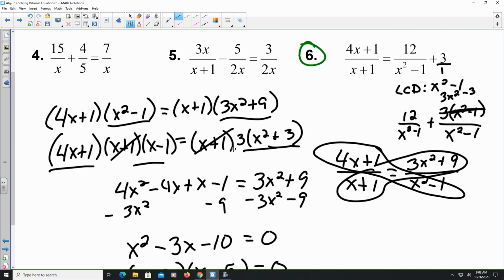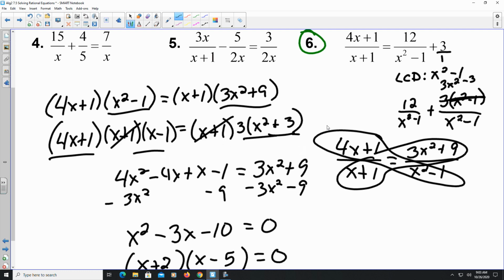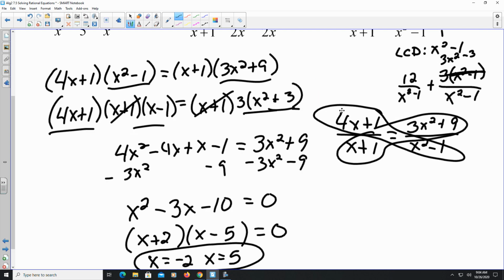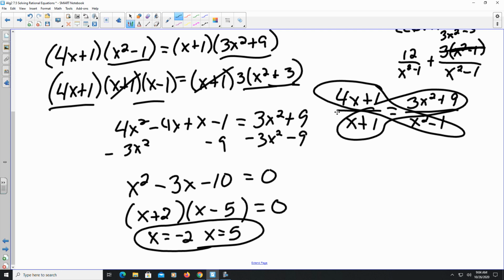Looking back here with negative 2 and positive 5, both of those would be defined. So they're both going to be solutions in this particular instance. And you can check those if you'd like to see if they're going to be true statements in both of them, and they will be.